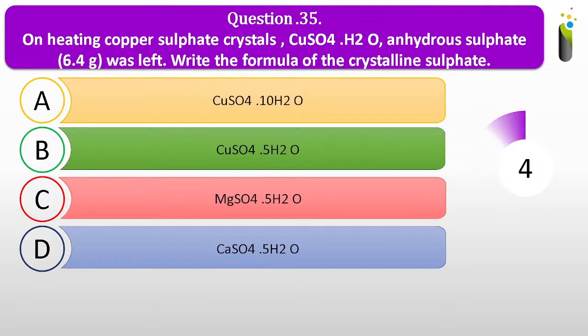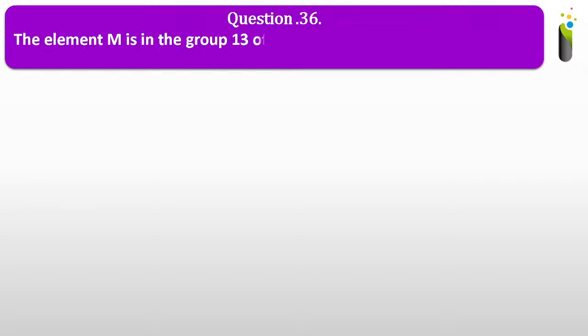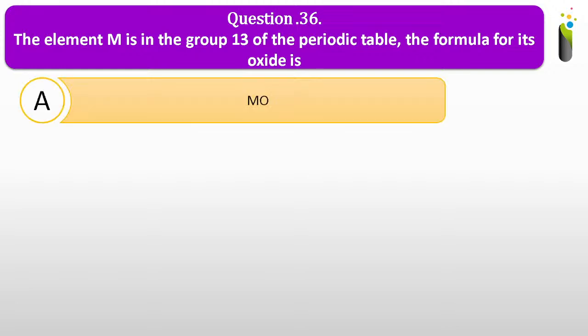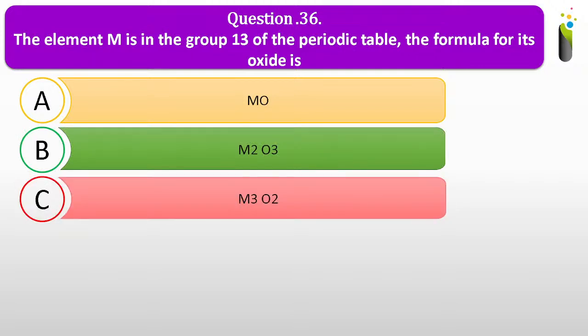So the correct answer for question number 35 will be B, that is CuSO4.5H2O. Question number 36. The element M is in the group 13 of the periodic table. The formula for its oxide is dash. A, is it MO? B, is it M2O3? C, is it M3O2? D, is it none of these?